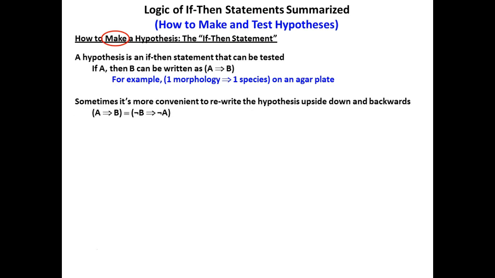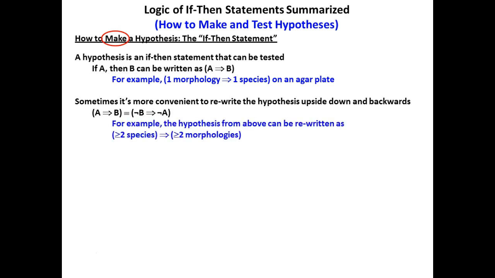So another way of writing things, which Peter refers to as upside down and backwards, is to kind of flip it, right? So another way you could say one morphology equals one species, you could also say two or greater species would equal two or greater morphologies. Sometimes it's true, not always. As I said, the example with Klebsiella and Staph. They're both white, right? When you grow them on the petri dish, you're going to get just one morphology. So the second part of this statement is false.